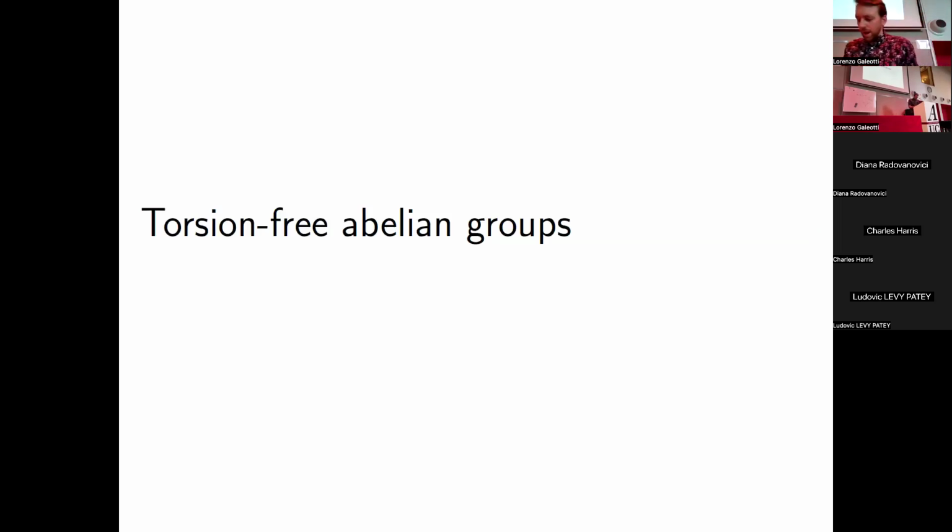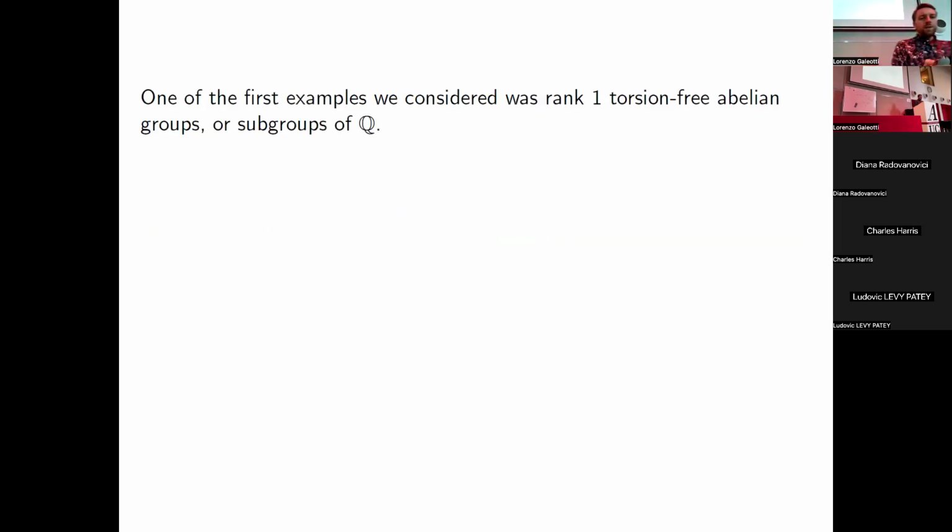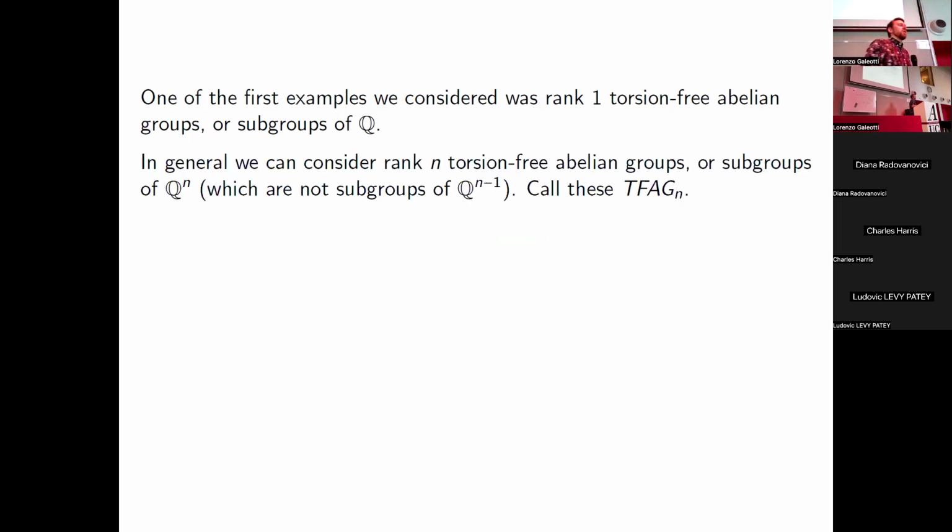All right. For the end of the talk, I want to talk about torsion-free abelian groups. And going back to the beginning, one of the first examples we talked about was the rank 1 torsion-free abelian groups, or the subgroups of the rationals. In general, you can think of the rank n torsion-free abelian groups. So these are the subgroups of Q^n. They have like n independent elements. And to be properly rank n, you should not be a subgroup of Q^(n-1). So we're going to call the class of these rank n groups torsion-free abelian groups of rank n.